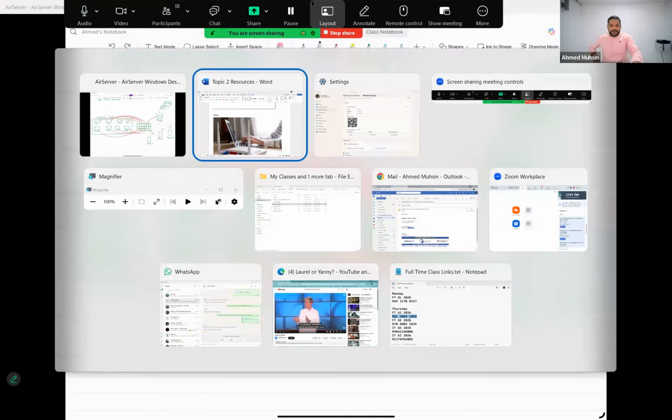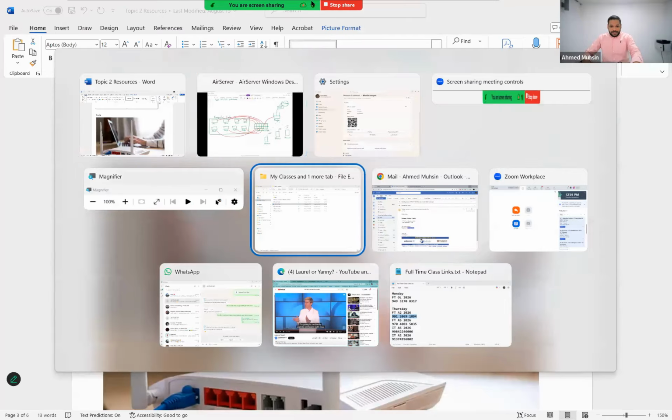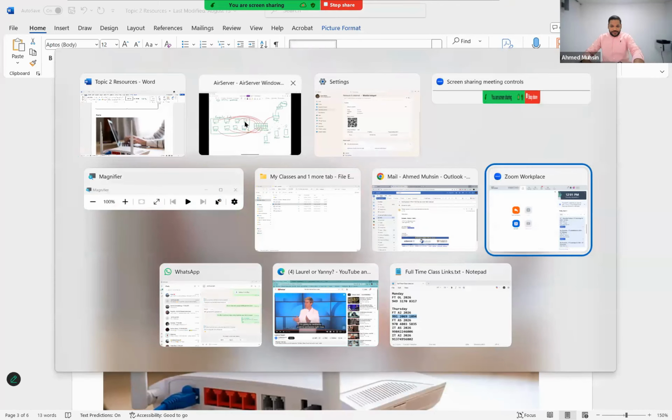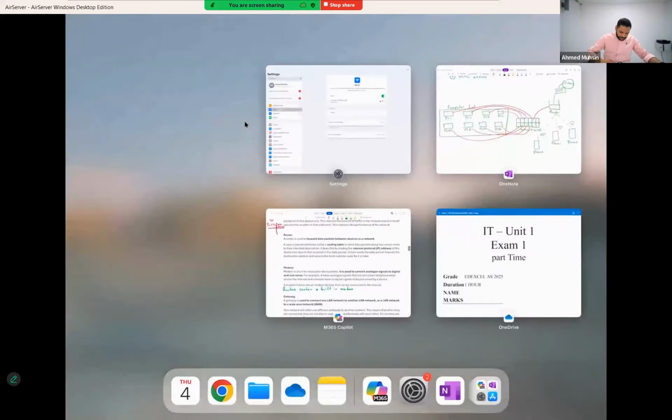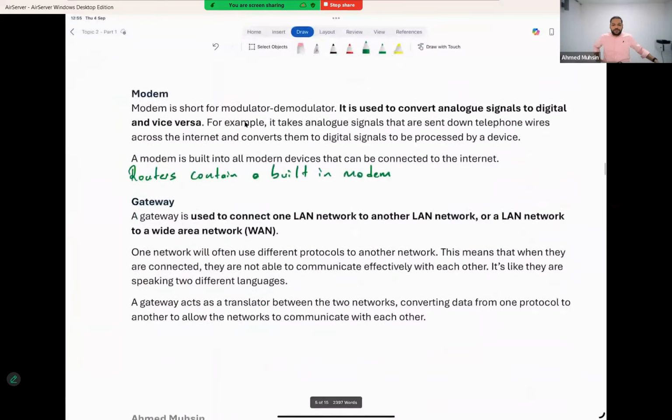Can we move on to the next one, boys, girls, everybody? Can everyone read the, where is it? This part. Right. Can everyone move down to gateway? What do you mean by a gateway?